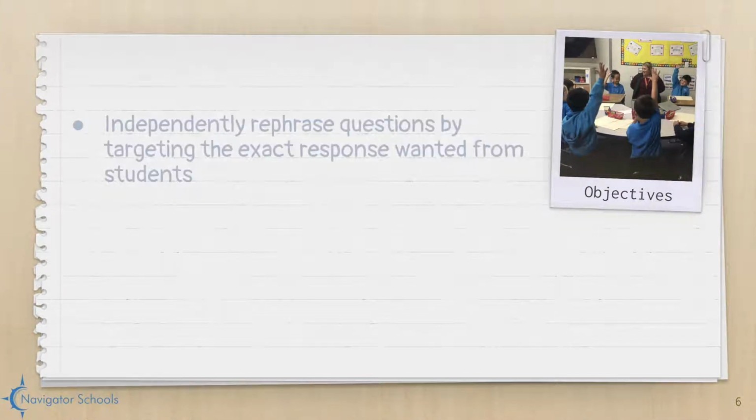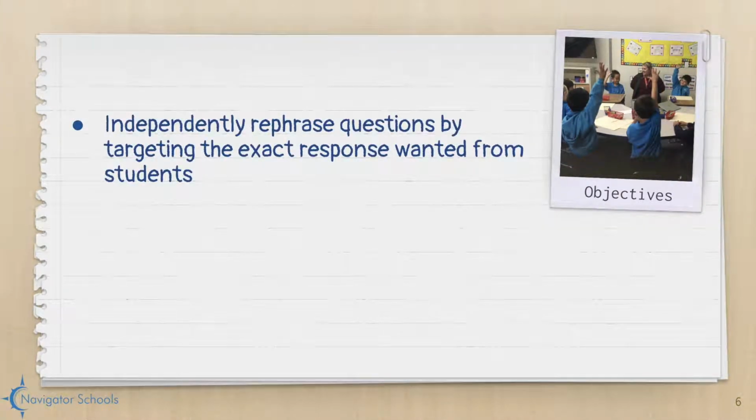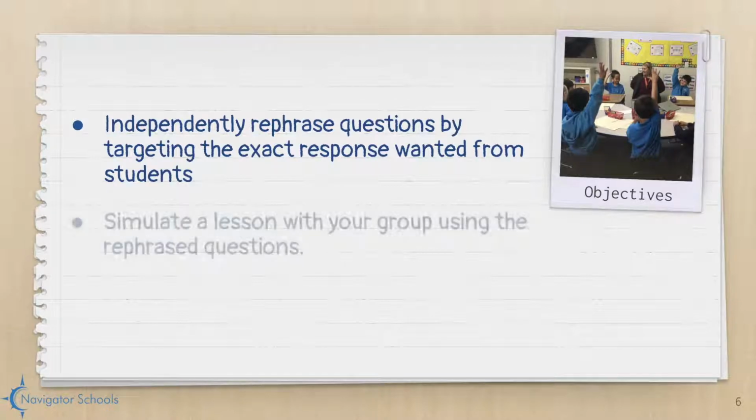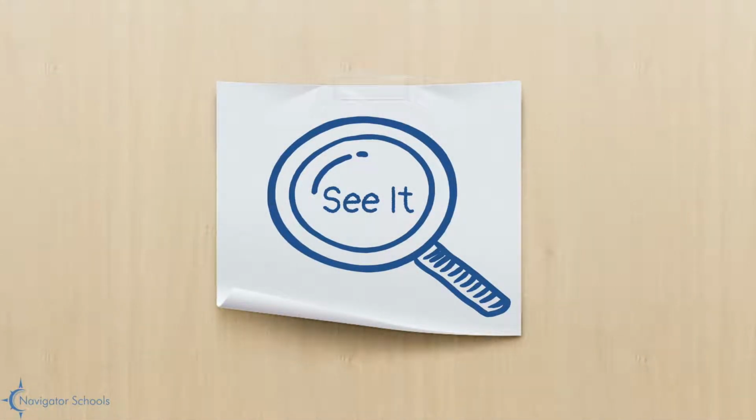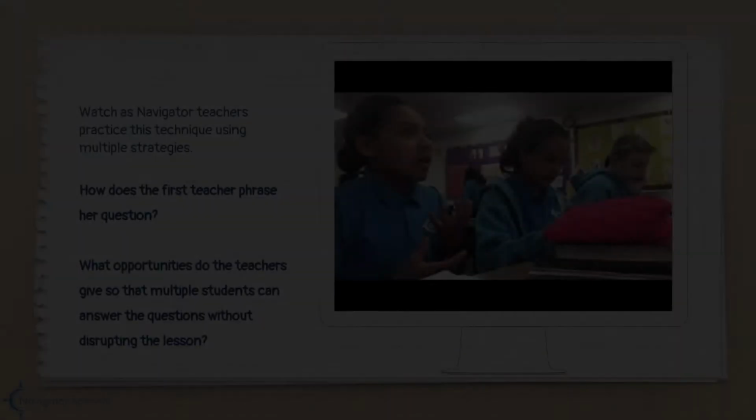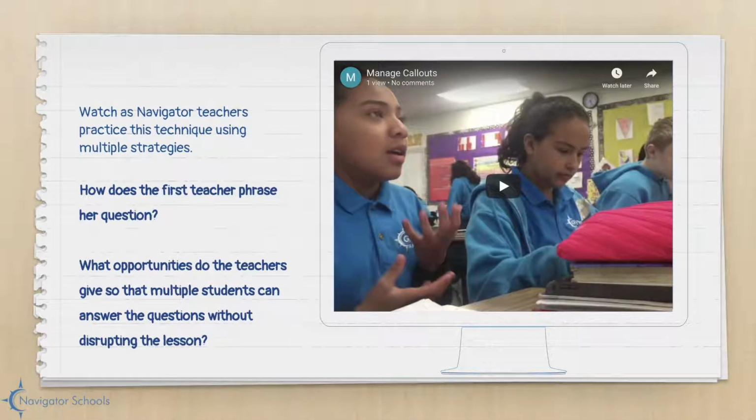Participants will be able to independently rephrase questions by targeting the exact response wanted from students and simulate a lesson using the rephrased questions. Let's see Navigator teachers practice this technique using multiple strategies. As you watch this video, look for: how does the first teacher phrase her question? And what opportunities do the teachers give so that multiple students can answer the questions without disrupting the lesson?